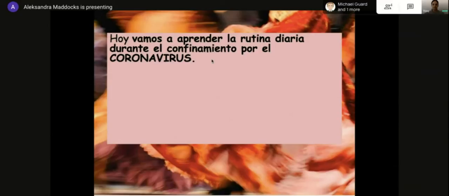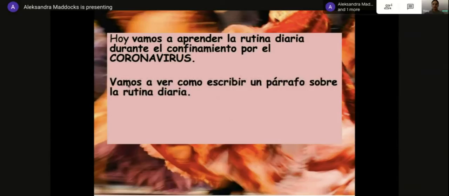If you're looking at the instructions or any sentence that looks a little bit long, the first thing I'm trying to do is whether I can understand what it says by looking at just the cognates. Cognates are the words that look the same and normally mean the same. So today we're going to learn the daily routine during the confinement, or means due to, por el coronavirus, due to the coronavirus. Vamos a ver, we're going to see, cómo escribir un párrafo sobre la rutina diaria. Meaning, we're going to see how to write a paragraph about the daily routine.